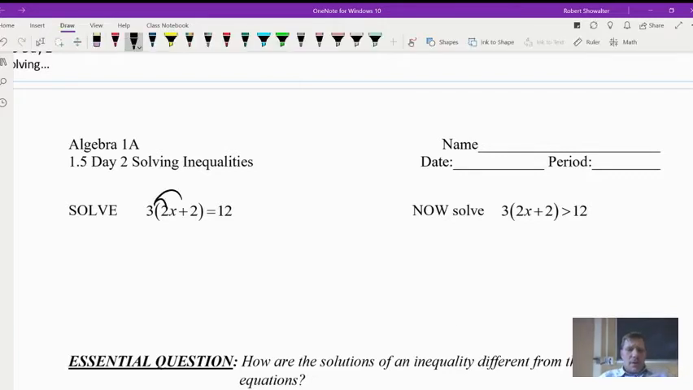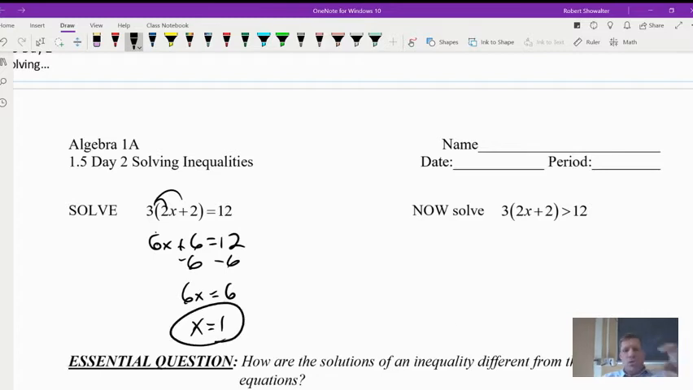So we're going to turn around, we're going to distribute. So we get 6x plus 6 equals 12. Now this is just an equation here. So minus 6, we get 6x equals 6, divide by 6, and we get x is 1. So that is just one single solution to that problem.